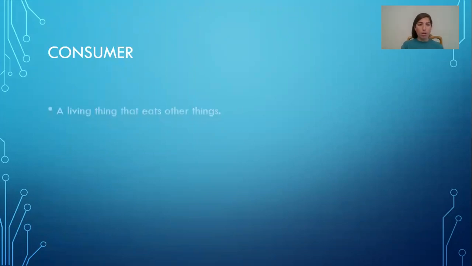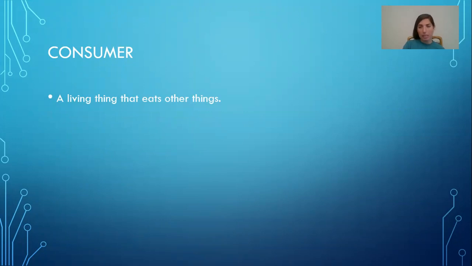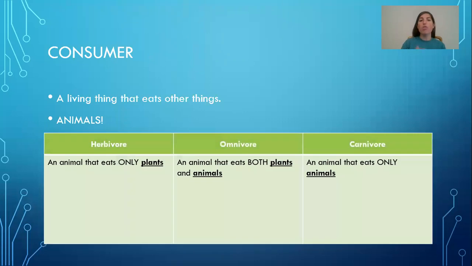And if you remember, a consumer is a living thing that eats other things. It does not make its own energy. It needs to eat to get energy. Those are animals. Okay? We are consumers. We need to eat to get food. We need to eat to get that energy. We do not create it ourselves. And there are three different types of consumers.